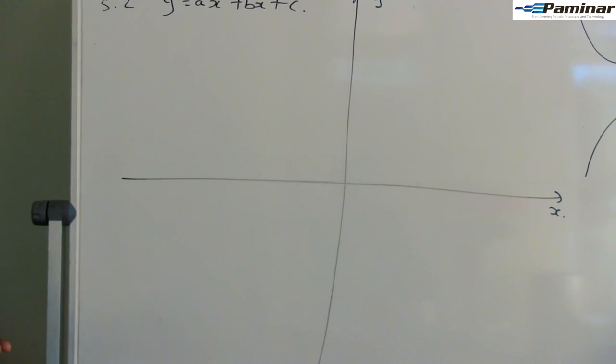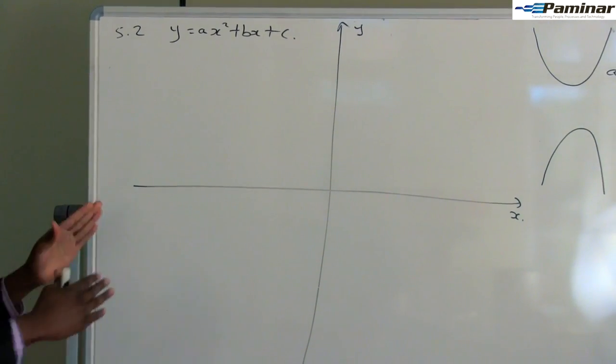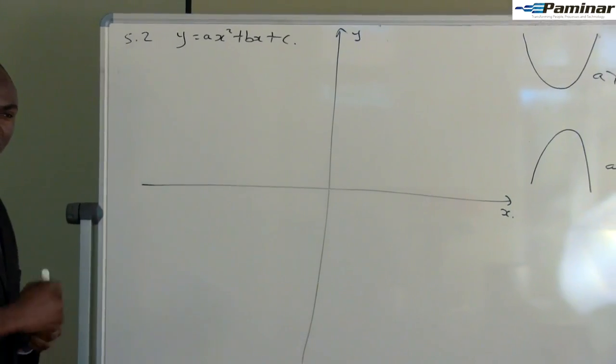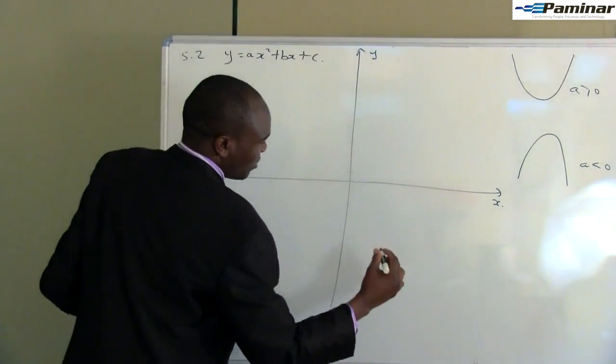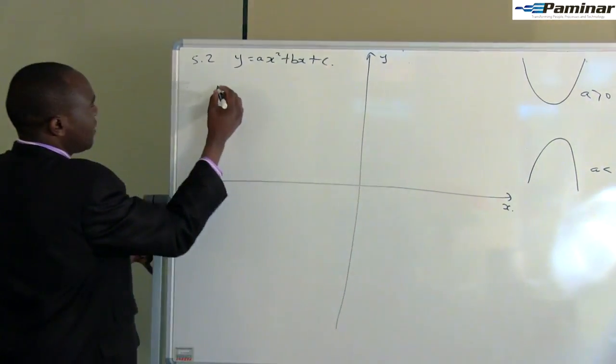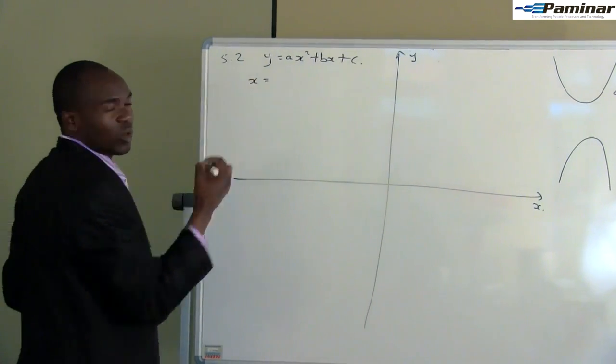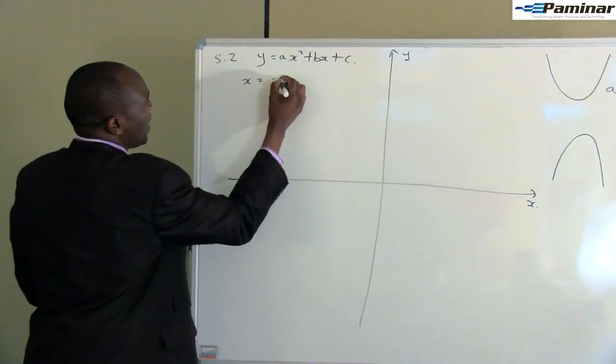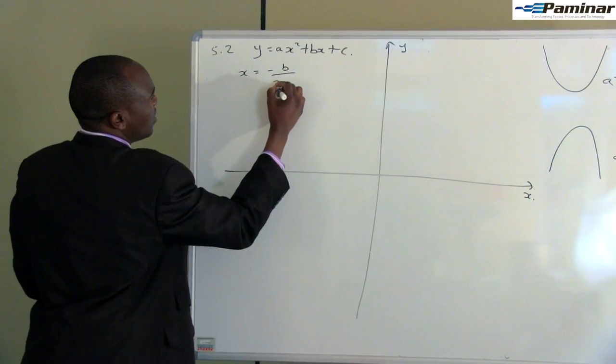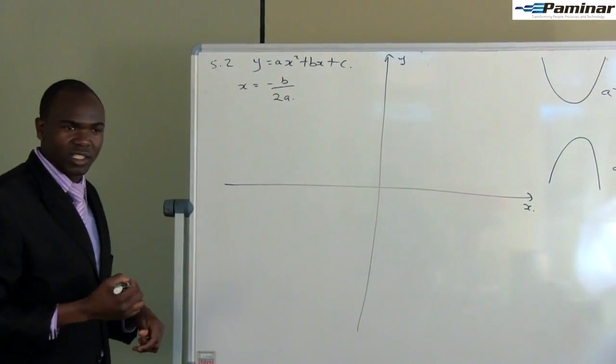But now, how about the turning point? Which side is it going to be? Okay. To get the turning point, we get it by saying x is equal to minus b over 2a, isn't it?